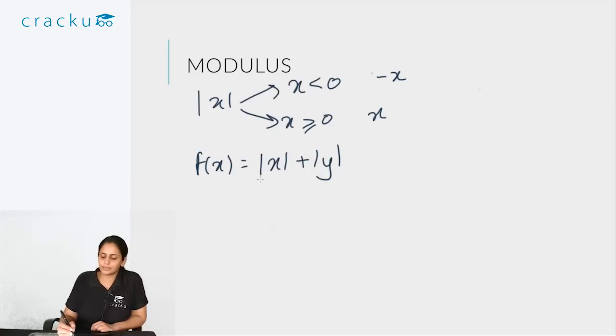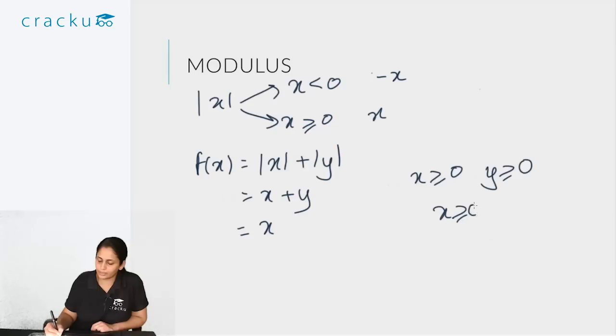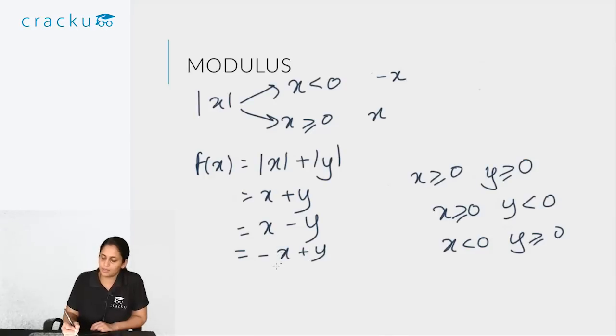You basically say that if I have to remove the modulus sign, I have to define ranges. So when x is greater than 0 and y is greater than or equal to 0, this is essentially equal to x plus y. When x is greater than or equal to 0 and y is less than 0, this is x minus y. When x is less than 0 and y is greater than or equal to 0, this is essentially minus x plus y. When x is less than 0 and y is less than 0, this is minus x minus y.